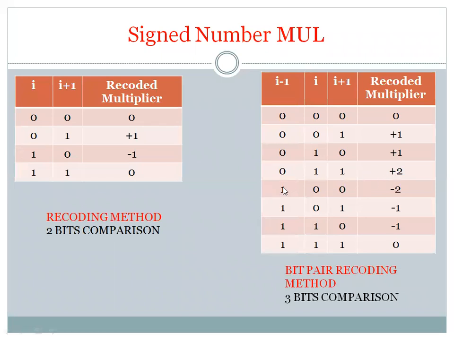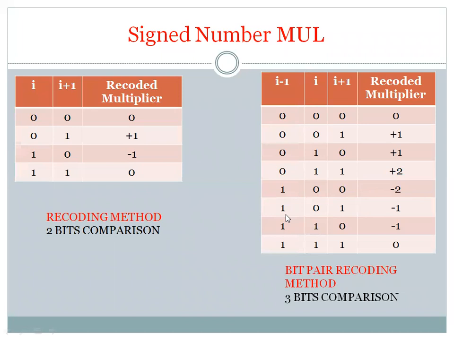So here, while talking about the 5th, 6th, 7th row, the first bit is 1. So we can say it is a negative number in the recoded multiplier. Therefore, if the first bit is 1, we have to count the number of zeros in the combination. So how many zeros in the combination? It is nothing but 2. So therefore, -2 is the recoded multiplier.